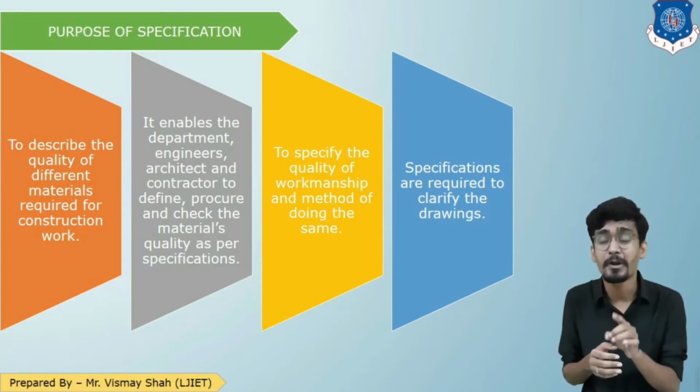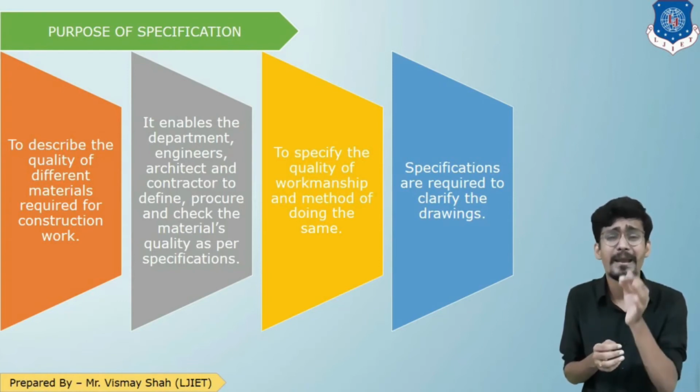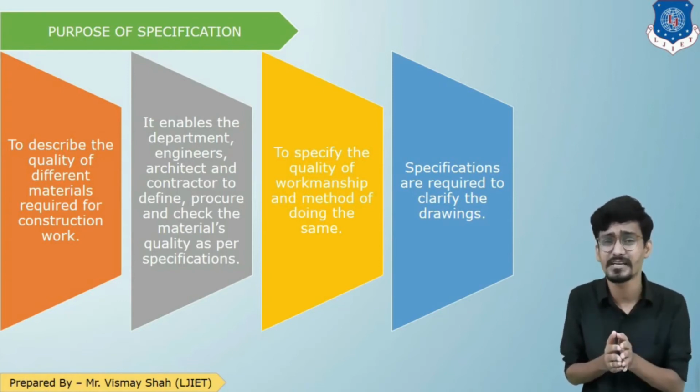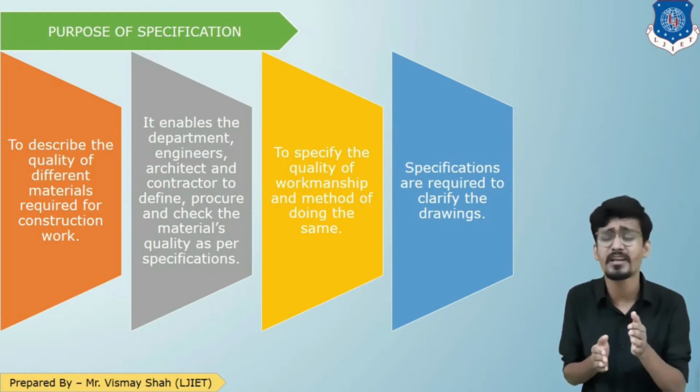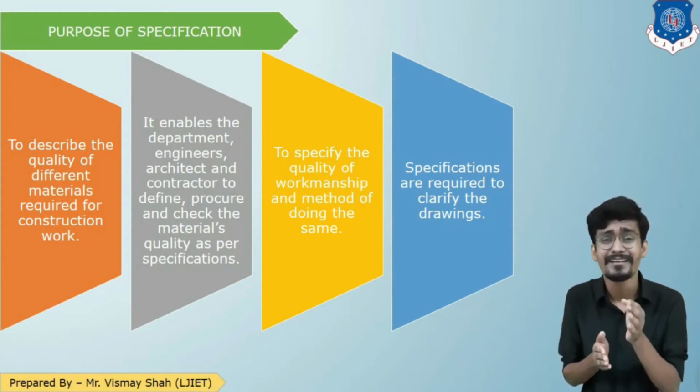So the first purpose, or the first necessity, of the specification is to define the quality of the materials. Students, this might sound very easy to you, but it has immense importance in the construction industry. Majorly in government projects, if you fail to define the quality of the project, the contractor is going to get the benefit from it. So you must be aware that you have defined the quality of the material.